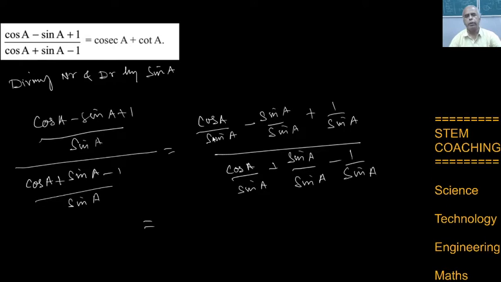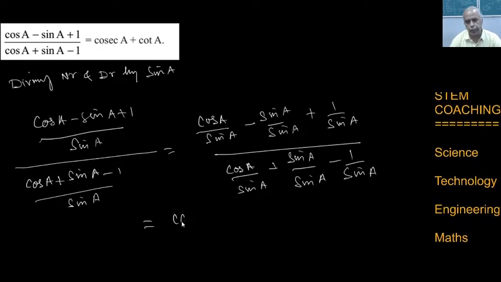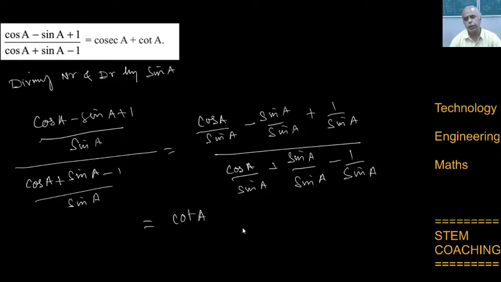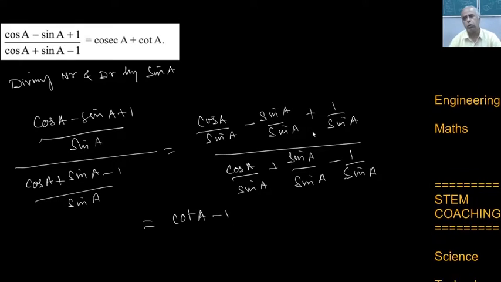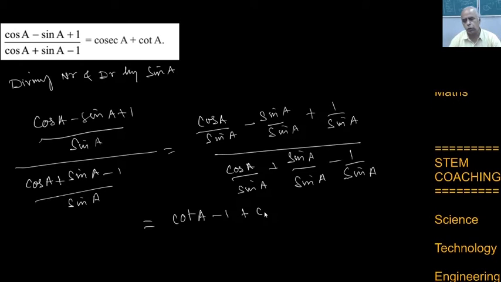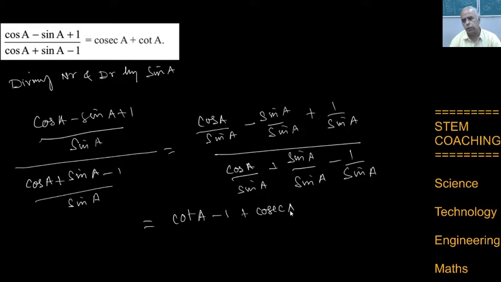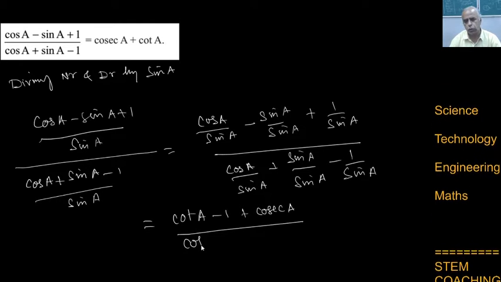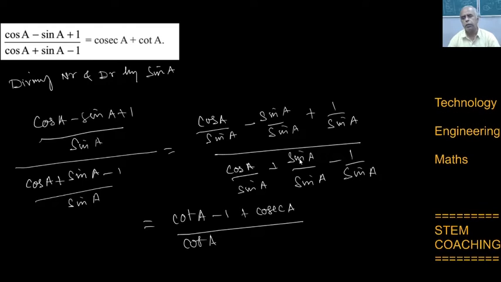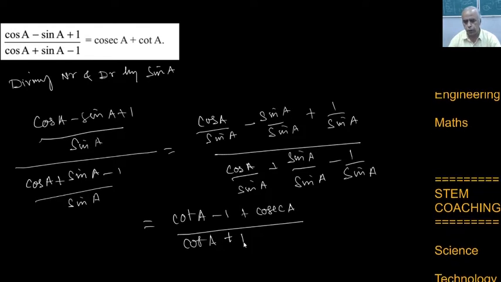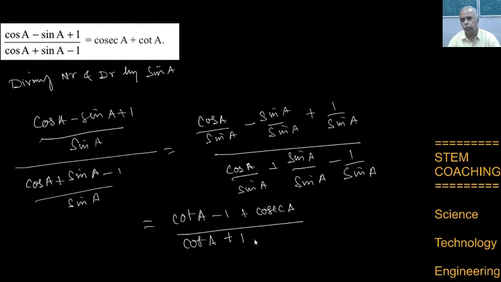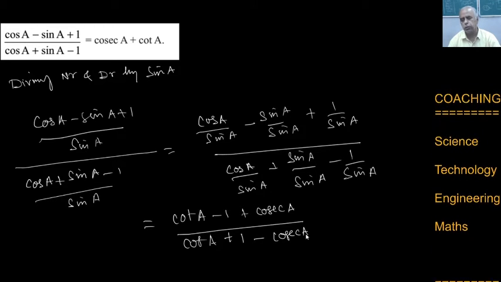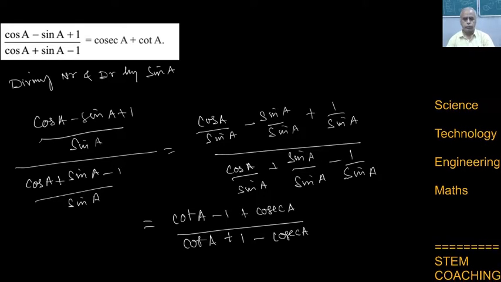What is cos by sine? That is nothing but cot A. Am I right? And similarly, sine A by sine A is 1. So, minus 1. 1 by sine A, that is cosecant A. Whole divided by, what about this? This is also cot A. And then sine A by sine A plus 1. And then minus cosecant A. Got it? Please write down.